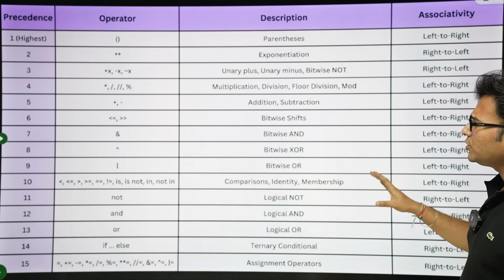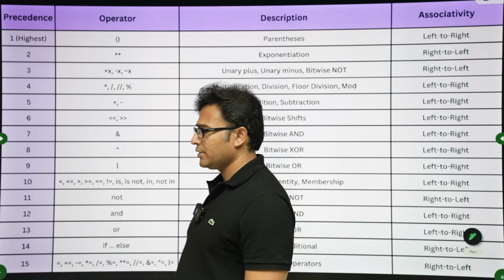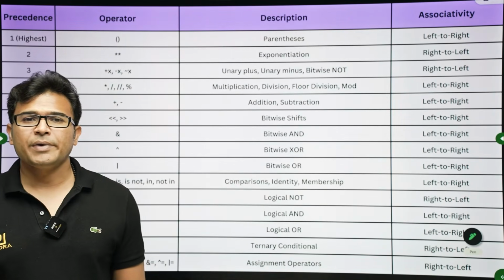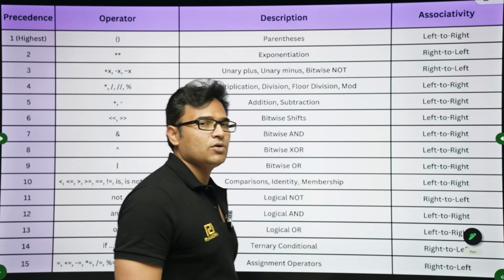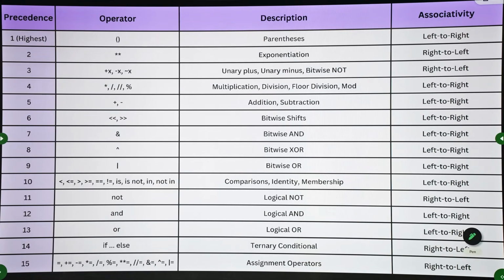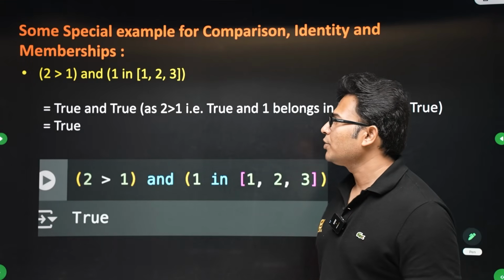And whether they are right to left or left to right associative is all given here. So this, even you can just Google it. If you go to Google and just type operator precedence table in Python, you will get this entire table, okay? And you can save it and you can stick it on a wall. And if you are serious about learning Python, just learn it by heart, okay? We will see some more examples.